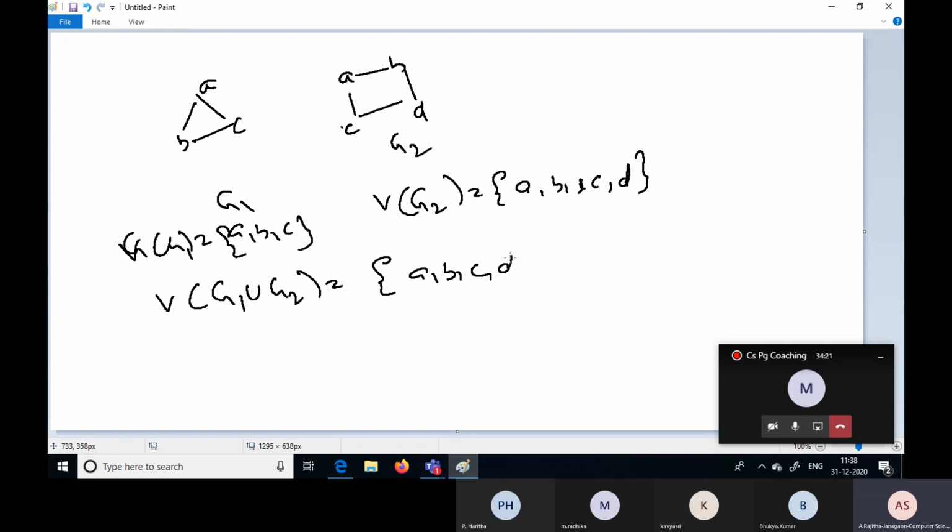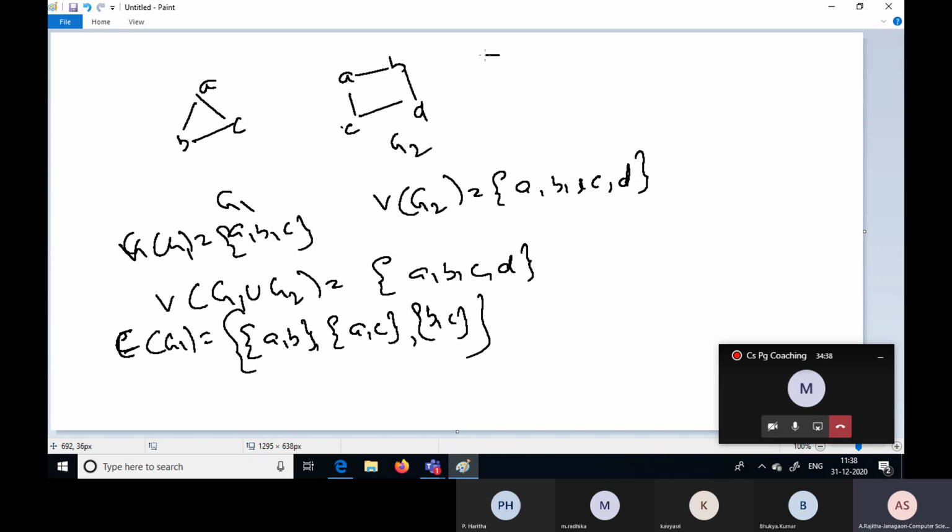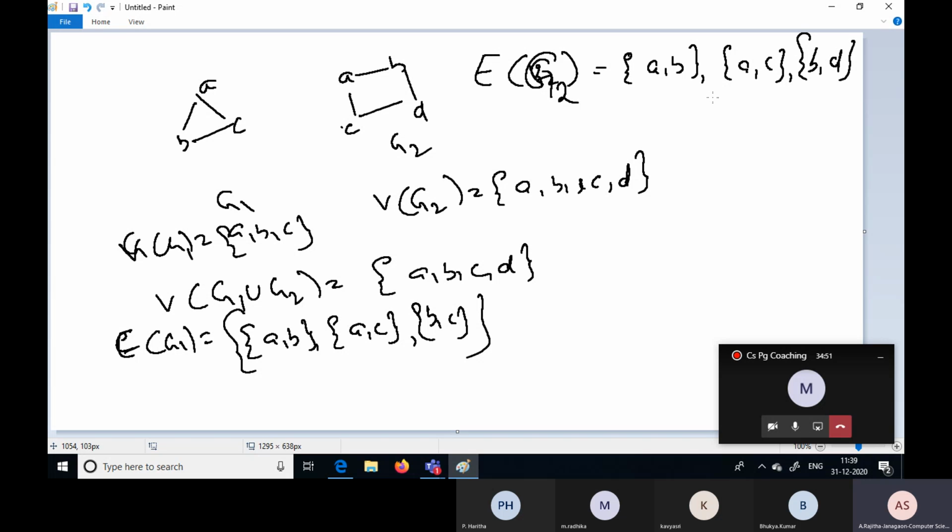Coming to the edges, the edge set of G1 equals A comma B, A comma C, next B comma C. And the edge set of this graph G2 equals AB and AC, next BD, next DC or CD. Whenever we write within the curly braces, A to B as well as B to A is the same.